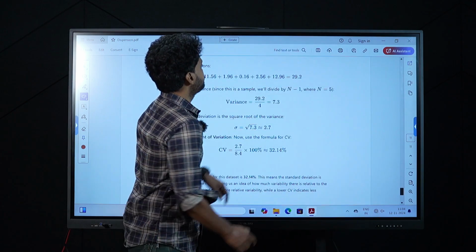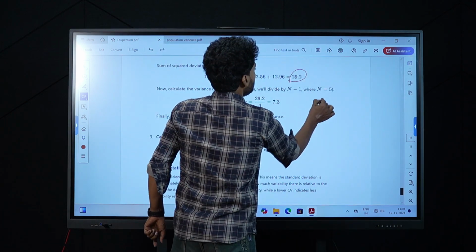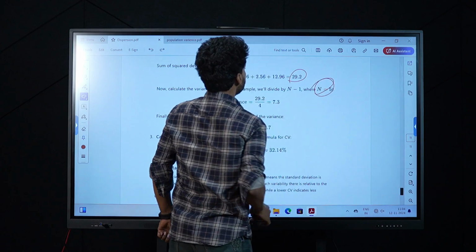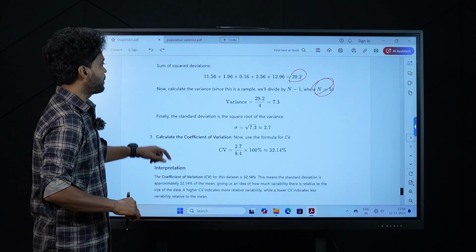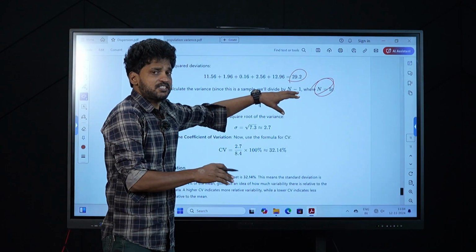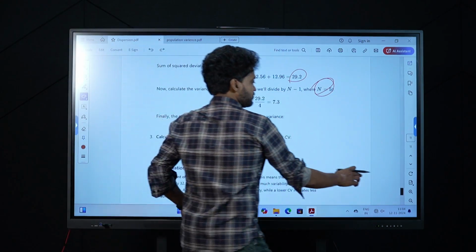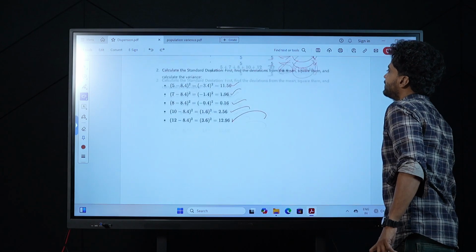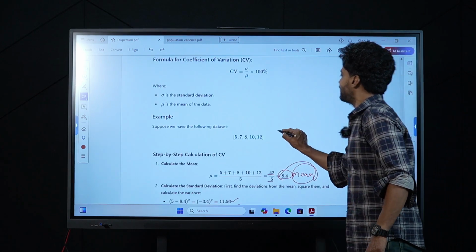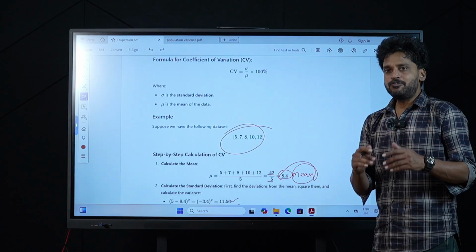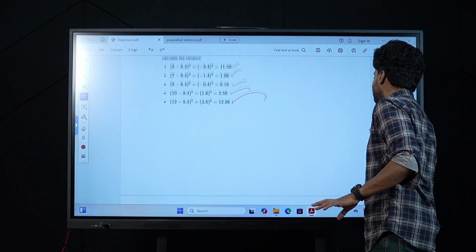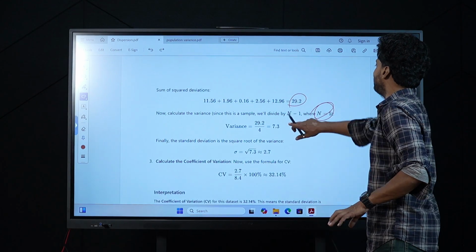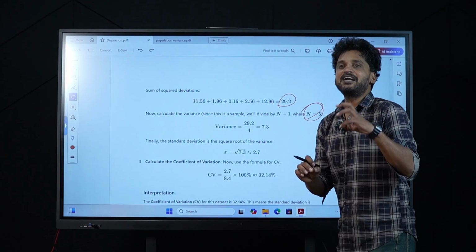We add them and divide by n, where n is equal to 5. But we are calculating the sample variance, since this is a sample data set. You may go for sample variance or complete variance. Here we are taking the sample variance, and for the sample variance we should divide by n minus 1. If you divide by n, you will get the complete variance.